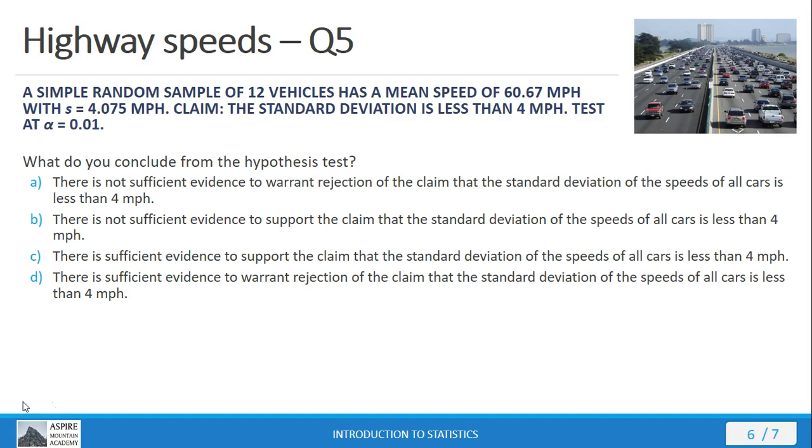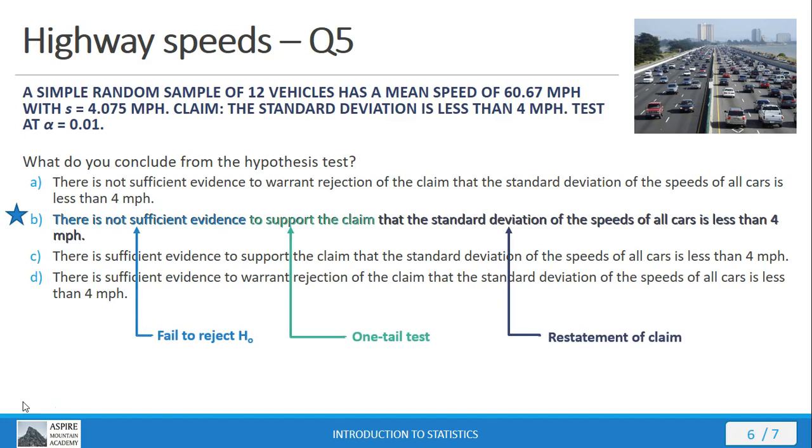Okay, let's see how we did here. We did not reject the null hypothesis. We failed to reject the null hypothesis. Therefore, there's not sufficient evidence. And we have a one-tail test. Therefore, we support the claim. The answer option with those two elements is going to be answer option B. So again, we failed to reject the null hypothesis, therefore there is not sufficient evidence. We have a one-tail test, therefore we support the claim. And the rest of the statement is just a rehash of the claim itself.